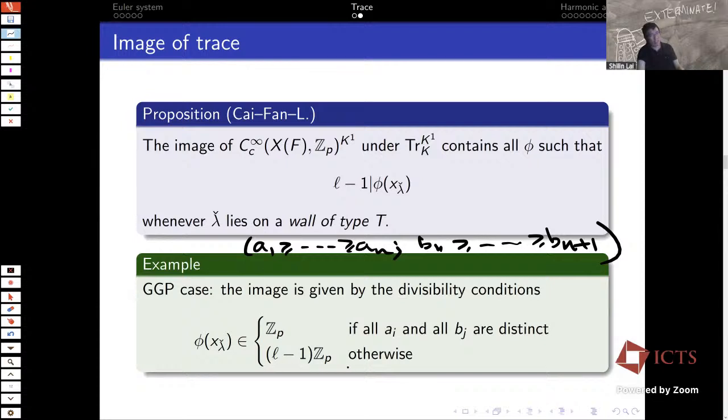Notice that L is not the same as p. In practice, you are going to choose a prime L such that L minus 1 is very divisible by p. So this is a very non-trivial statement.